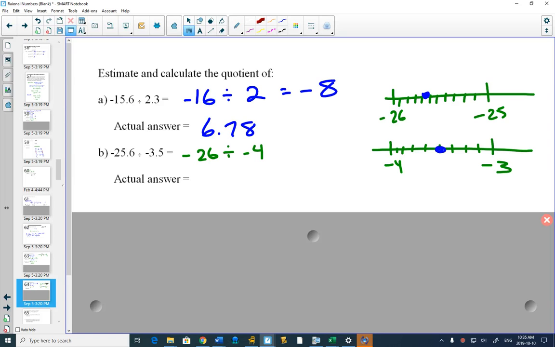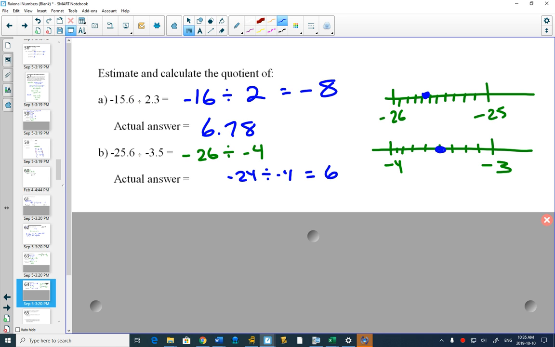What are numbers that are close to 26 that you can divide by 4? This is 24. And what's another one? That 24 is the one less. So if I do minus 24 divide by negative 4, I would get positive 6.